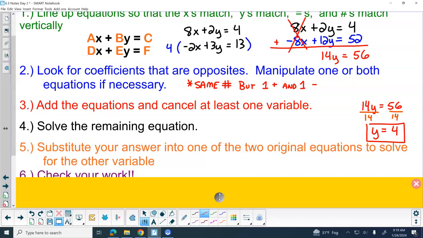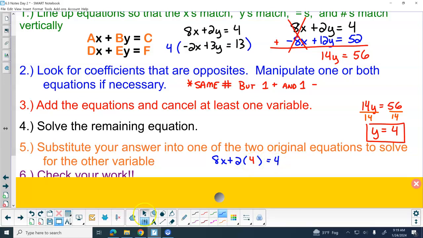Okay? Top or bottom, which one? Your choice is top or bottom. Top. Okay. So we're going to substitute it back into the top equation. 8x plus 2 times y, but y is now 4, equals 4.